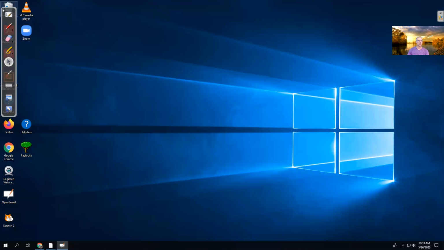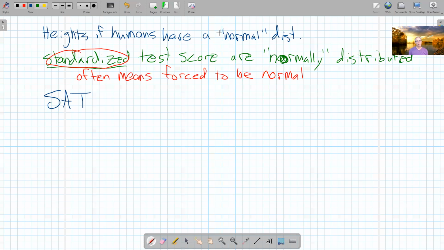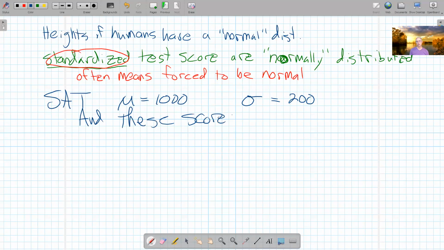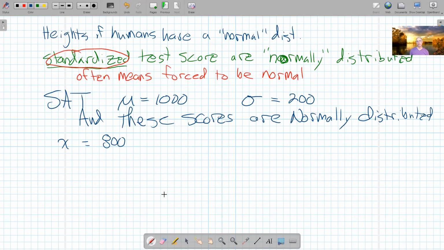Oops, come back graph. There we go. So SAT, let's say the population mean is 1,000 for the standardized score, and the standard deviation, let's say that's 200. And these are normally distributed. So a student comes to me, and let's call them student X, and they say, hey, I got an 800 on the SAT. How did I do?